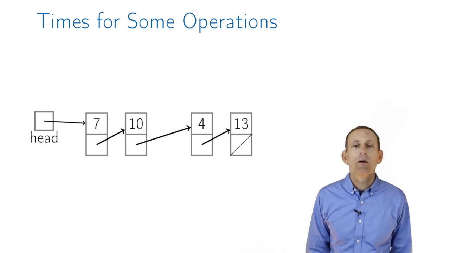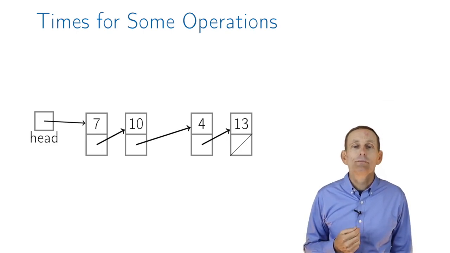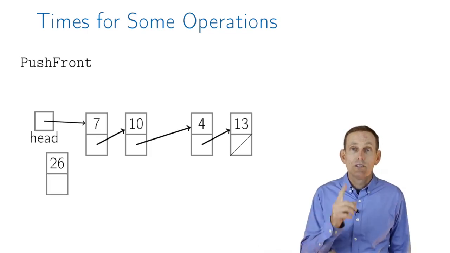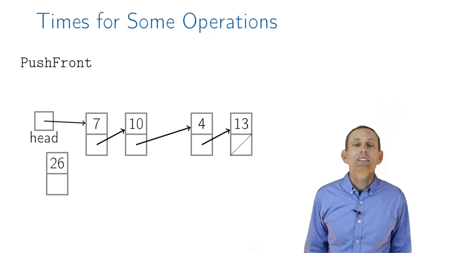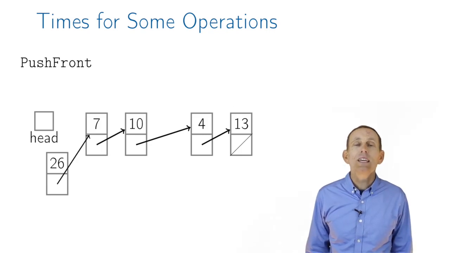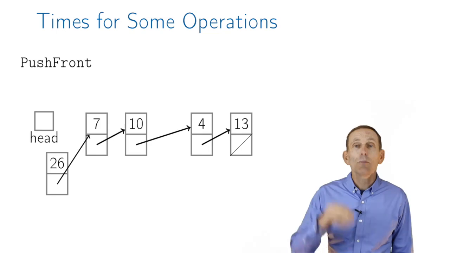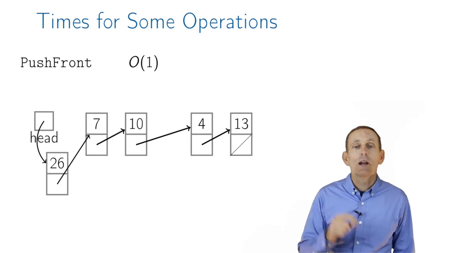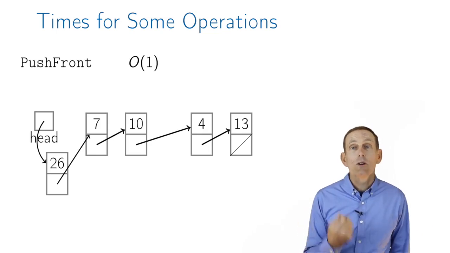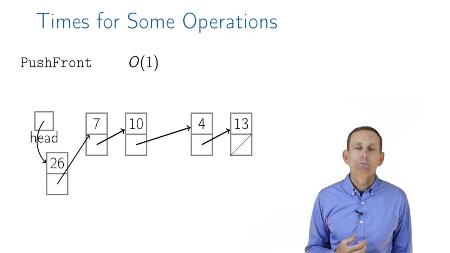So let's look at the times for some common operations. We've got here our list with 4 elements in it, 7, 10, 4, and 13. Now we go ahead and push an element to the front. So we push 26 to the front of the list. So the first thing we do, create a node that contains the 26 as its key. And then we update our next pointer of that node to point to the head, okay, which is the 7 element. And then update the head pointer to point to our new node. And that's it, we're done. So it's order 1. Allocate, update one pointer, update another pointer, constant time.